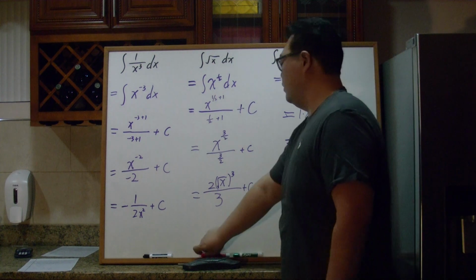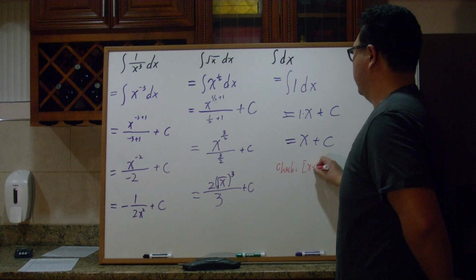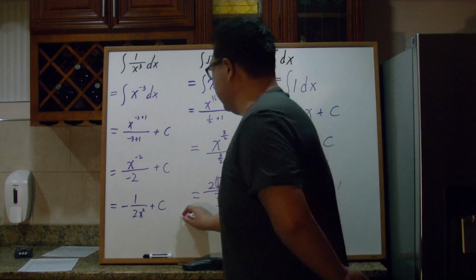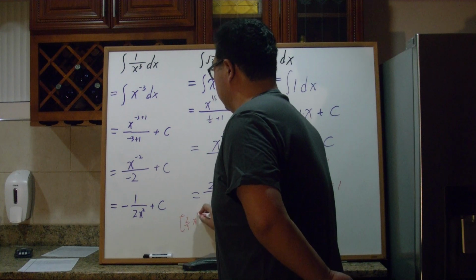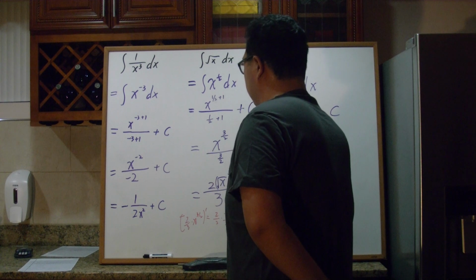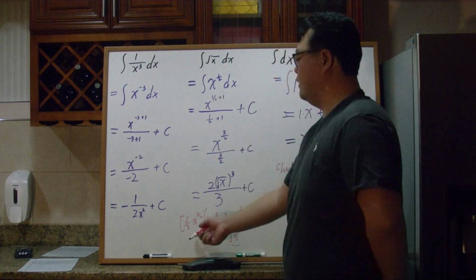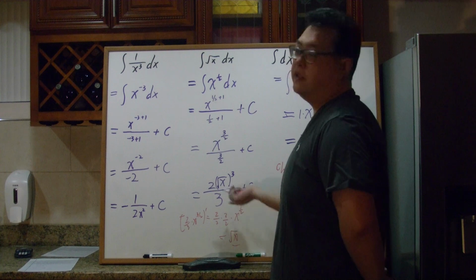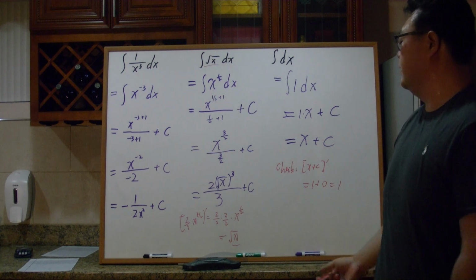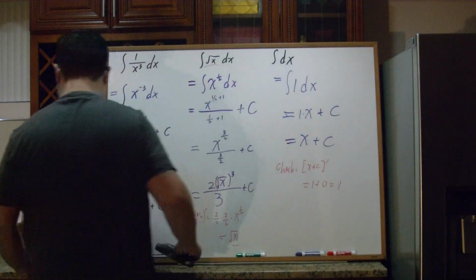If you want, you could double check your work. To check, the derivative of x plus c is 1 plus 0, which is 1. The derivative of 2/3 times x to the 3/2 is 2/3 times 3/2 times x to the 1/2, that is radical x, and the derivative of c gives you 0. We get back to the function inside the integral symbol. That is the way to check our solution, to see if it's appropriate.